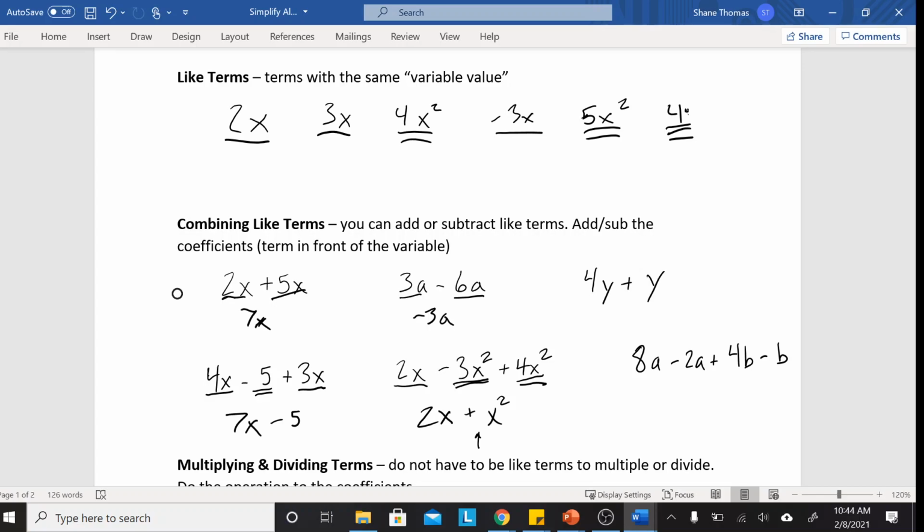Okay, so now I left 2 of them here on the page. I have 4y plus y and 8a minus 2a plus 4b minus b. I want you to take 30 seconds, and I want you to simplify those two.